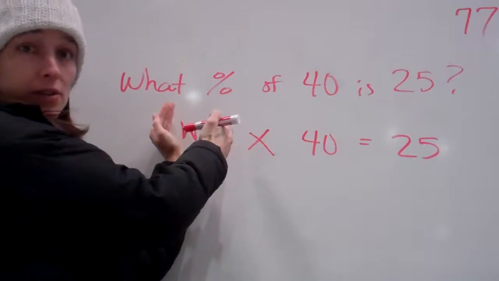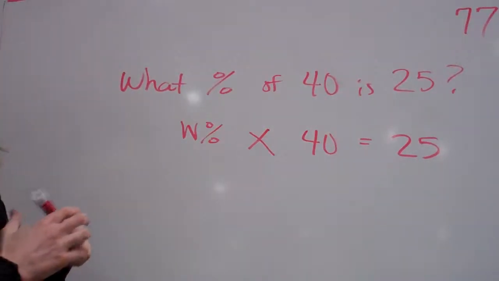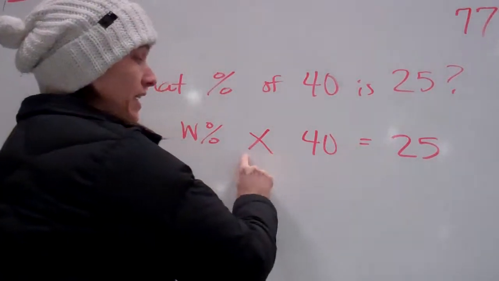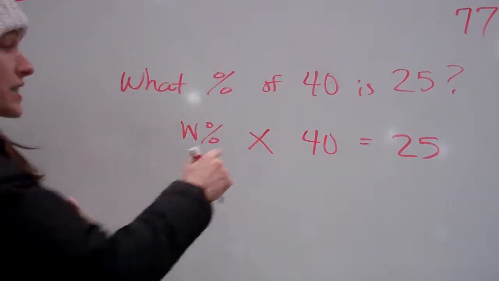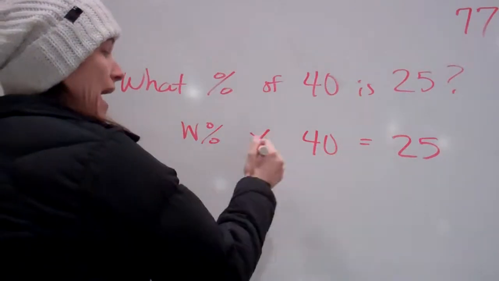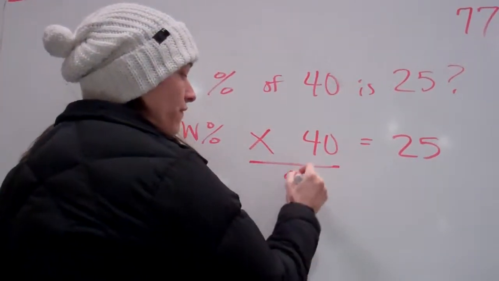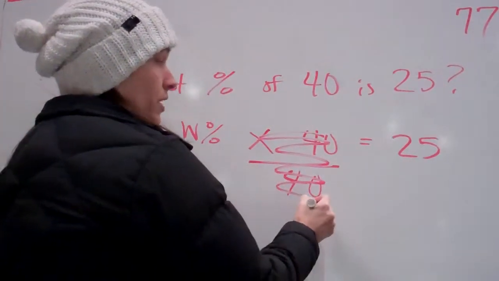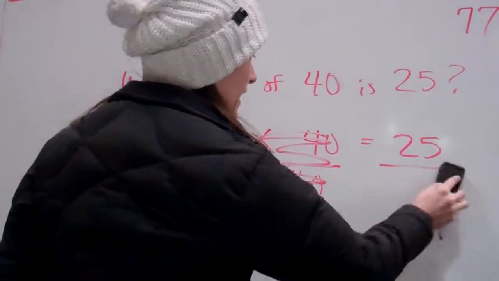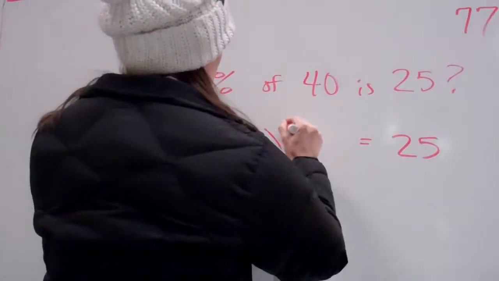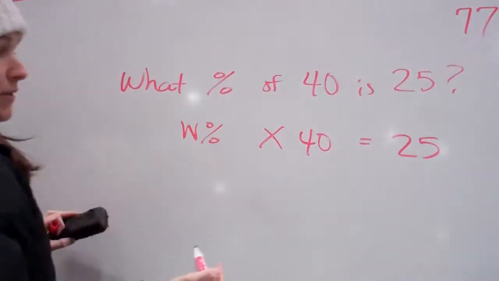So, the whole point is that we're trying to get this by itself. Does everybody remember that step? In order to do that, I need to get rid of this. And the way I get rid of it is by doing the opposite of it. So if this says times 40, I would divide by 40, and it crosses it out. What I do to one side, I do to the other. Some of y'all liked me saying it this way.